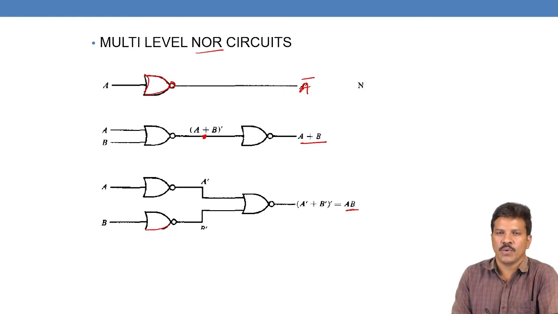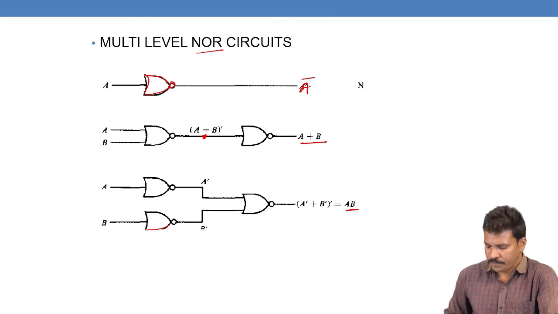When we want to implement from the universal gate NAND to AND, it requires only 2 gates, because NAND is nothing but AND plus bubble, AND plus NOT, so it requires 2. But for OR you will require 3. Similarly, in the NOR implementation, NOR requires 2 gates for OR, because NOR is nothing but OR plus a bubble. But to implement AND, it requires 3.